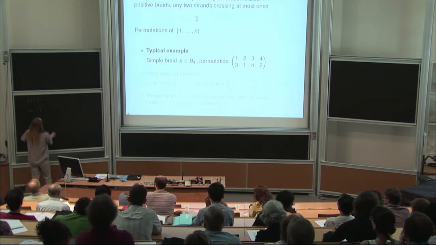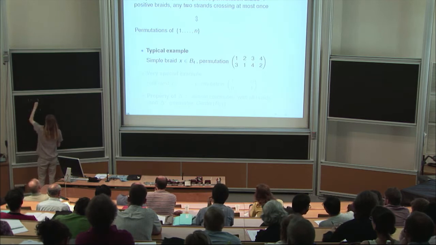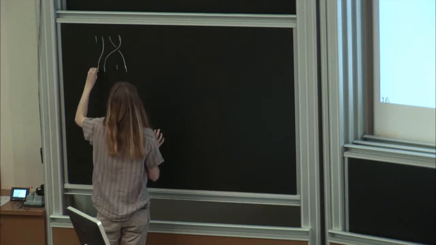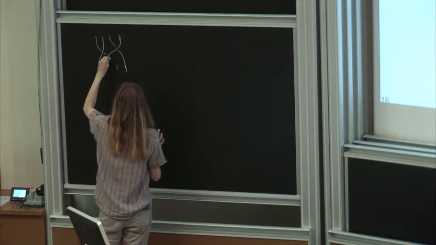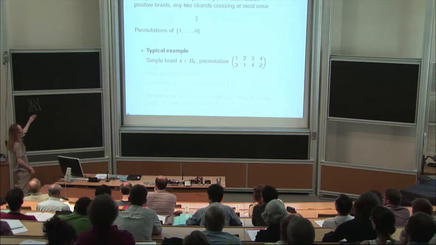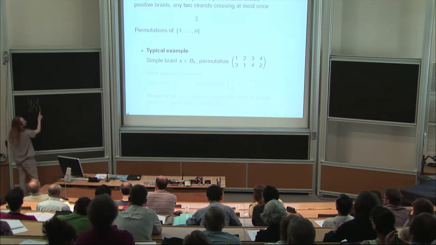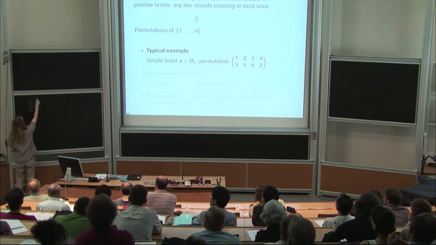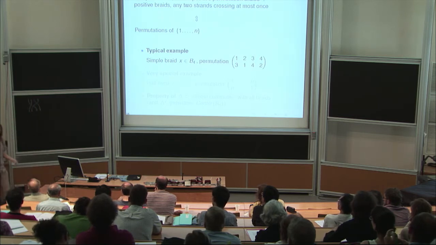Four, 2, 4, 1, 3. Okay, the 4th strand goes to the 2nd position, the 3rd strand goes to the 4th position, and so on. And if you start drawing them from the right, you get automatically only positive crossings.